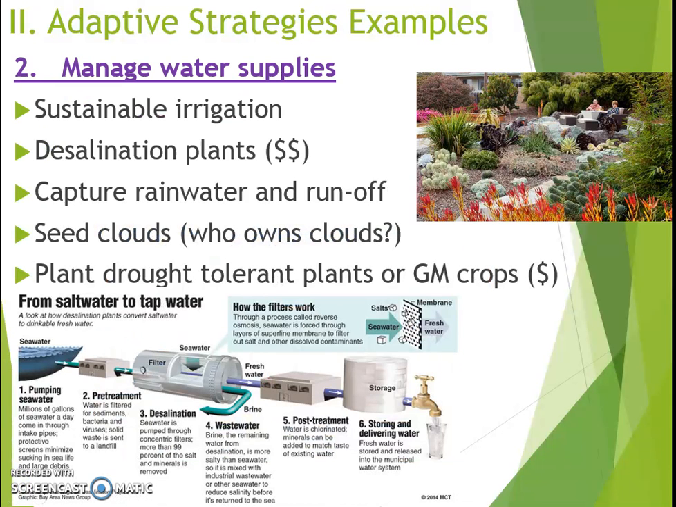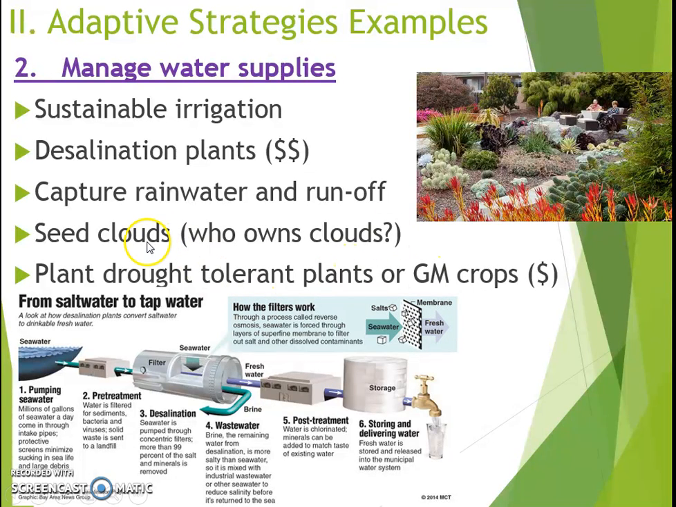Another adaptive strategy is based on there maybe not being enough water. If there's little water, we could irrigate our crops better and more carefully, with sustainable irrigation. We could have desalination plants, which take salt water, ocean water, and remove the salt, although that takes energy and is kind of an expensive process. So an LEDC couldn't reliably do that, but we could in an MEDC, and there are desalination plants throughout the US in certain places. We could capture rainwater or runoff through things like rain barrels.